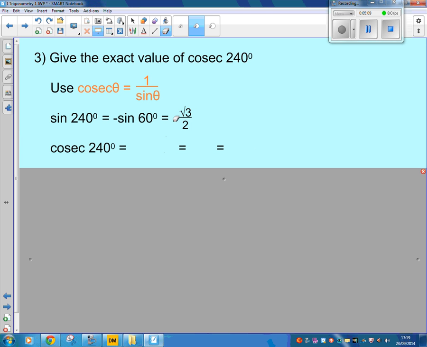And cosec of it is going to be 1 over that, the reciprocal of it. So it's going to be 1 divided by minus root 3 over 2, so it's going to be minus 2 over root 3. If you want to rationalize it, multiply top and bottom by root 3, and you get minus 2 root 3 over 3.